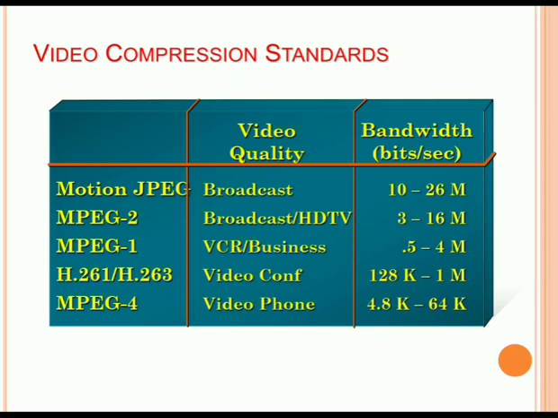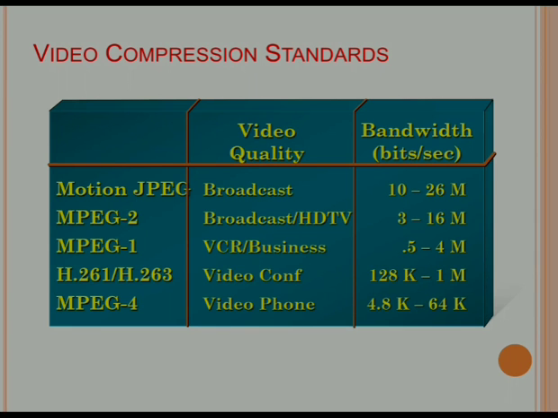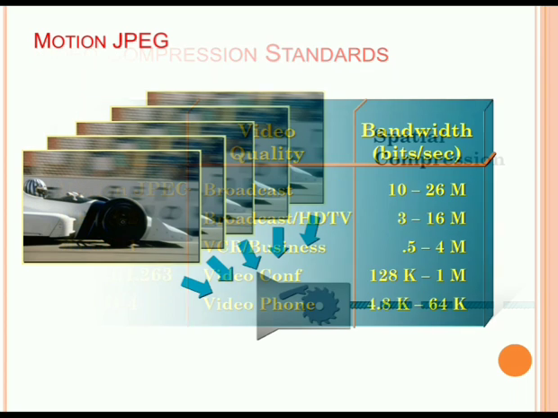We have different video compression standards: motion JPEG, JPEG-2, MPEG-1, MPEG-2, H.261 or H.263 as we have seen before, and MPEG-4 also. We use them for different purposes. Let us see motion JPEG.